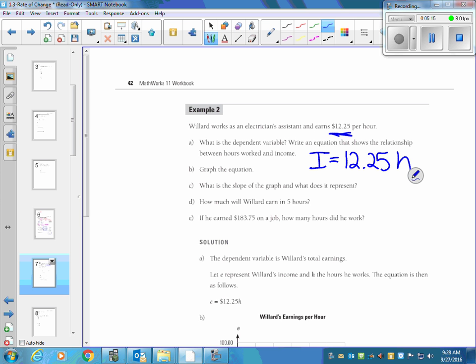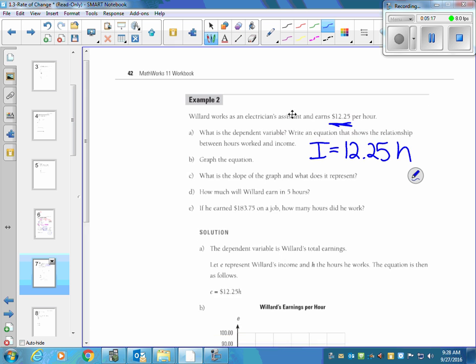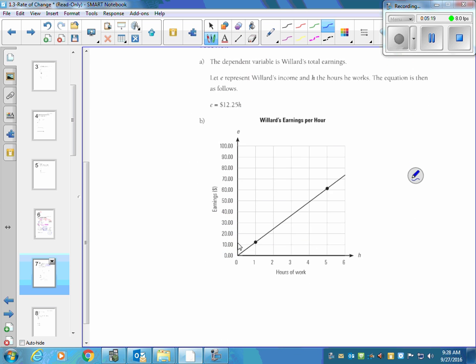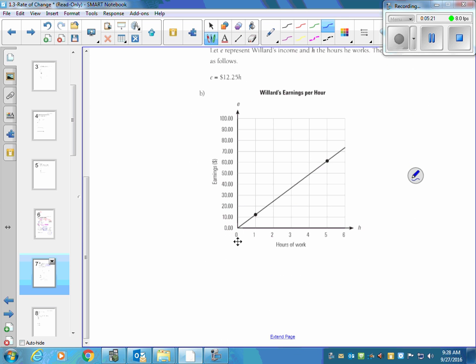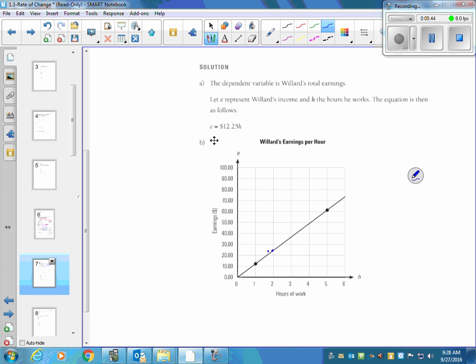If we are going to graph this equation, you'd have to come up with a scale. They've kind of done it here where the hours are on the bottom. The amount of money she makes, her earnings, is up the side. They went up by 10, so here you can see at 1 hour it's 12.25. At 2 it's halfway there at 25. At 3 it's 37.50, and so we get that nice little graph.